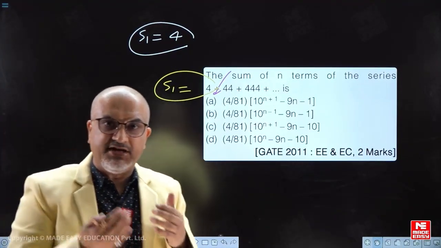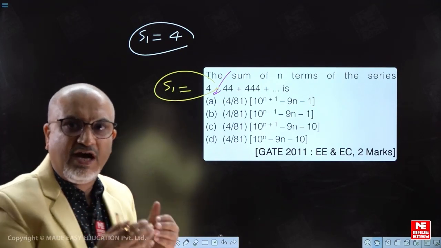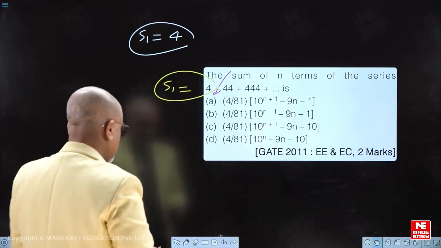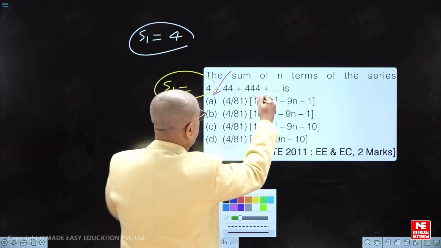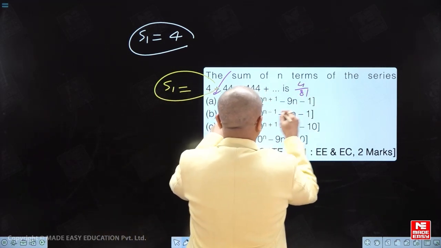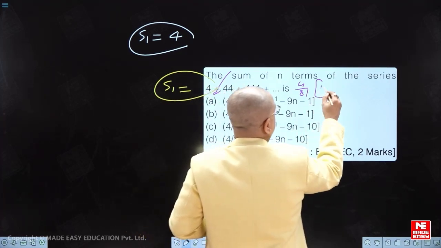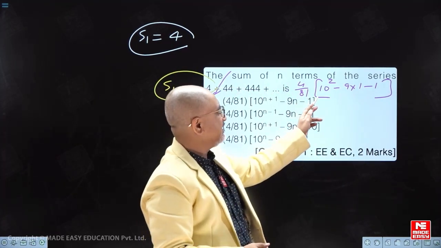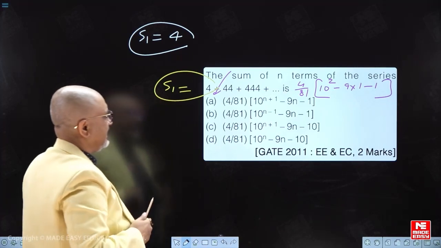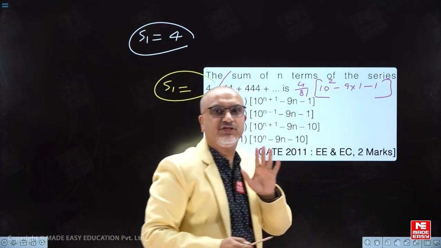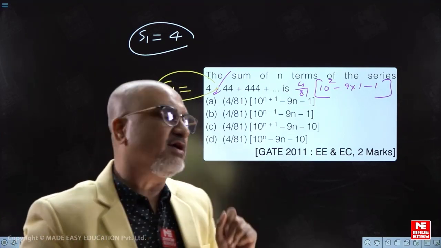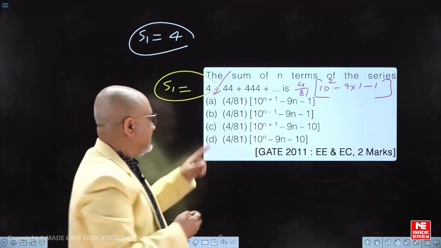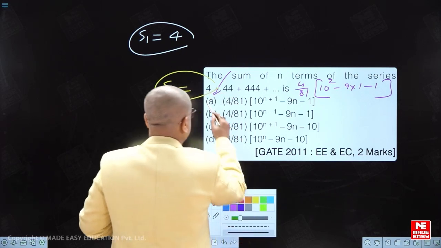Now it is our responsibility, if we are solving the question through options, that we need to put n equal to 1 in all the options. So one by one, I need to put n equal to 1. If I put n equal to 1 in option A, it is 4 upon 81 into 10 square minus 9 into 1 minus 1. So that will be 100 minus 10, that is equal to 90 by 81, which is not coming out to be an integer value. Sum up till first term should come out to be 4 on putting n equal to 1. It is not coming out to be an integer value, so we can obviously rule out this option.